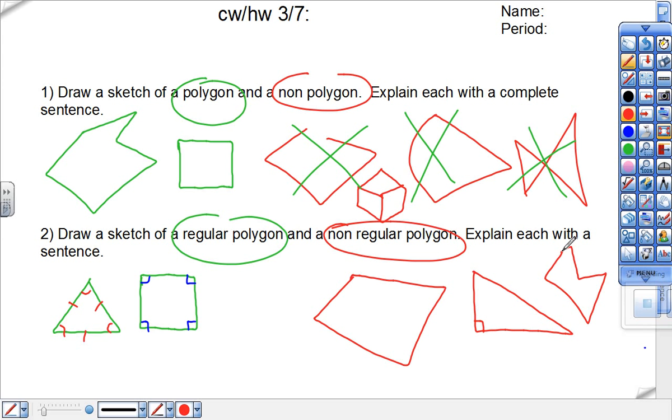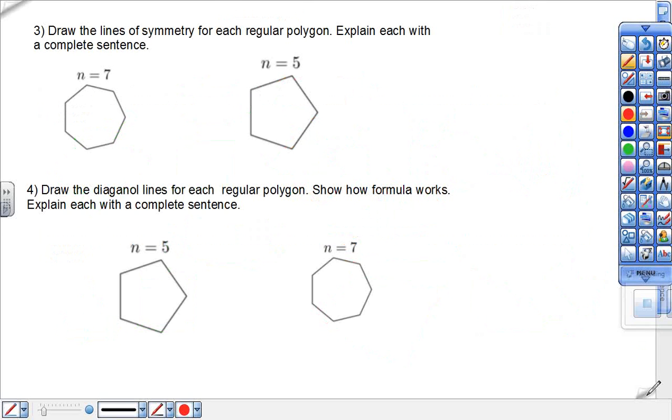Next page. Draw lines of symmetry. Remember, if it's a regular polygon, these are regular polygons, I can see all the edges are the same. The lines of symmetry always equal the number of sides. So here I'm going to try to draw this seven-sided shape. We'll have 7 lines of symmetry. Here we go. Here's one. Cut that exactly in half.